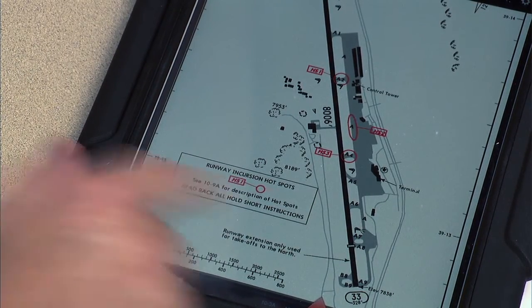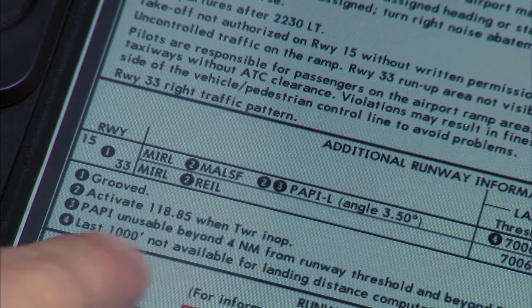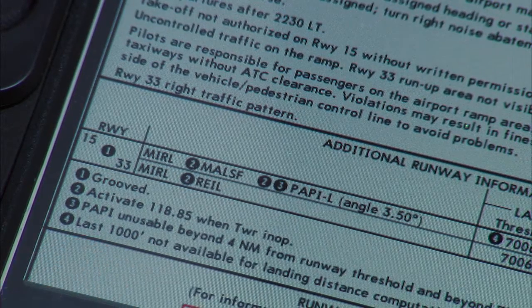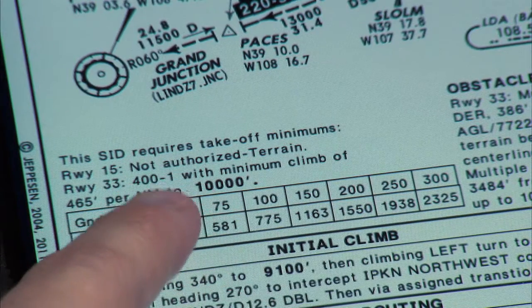But there is a displaced threshold, so let's go see what that's all about and make sure there's no limits there. When you look at the numbers right there, it says the last 1,000 feet is not available for landing distance computations in the note. Well, we're not landing there, we're taking off, so that's not going to be a huge issue for us. No big deal there. We're also going to be using the lens departure procedure, and it has weather minimums on it, which are, I believe, 400-foot ceiling and 1 mile visibility. Is that correct? That's correct.